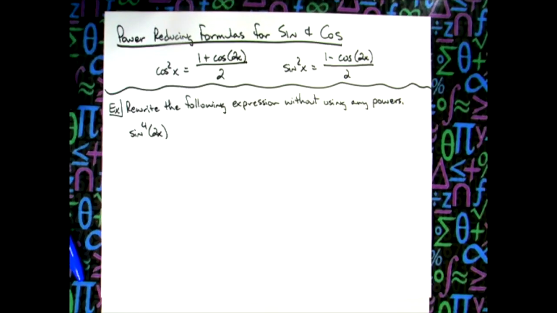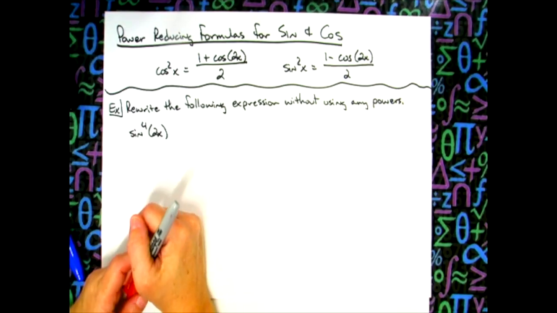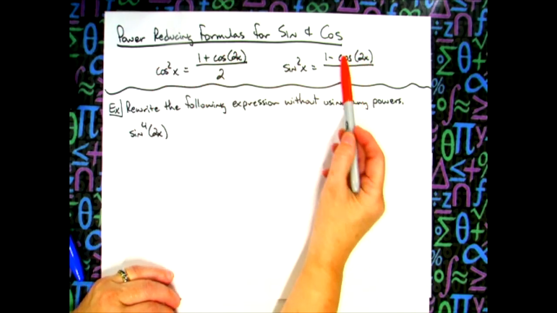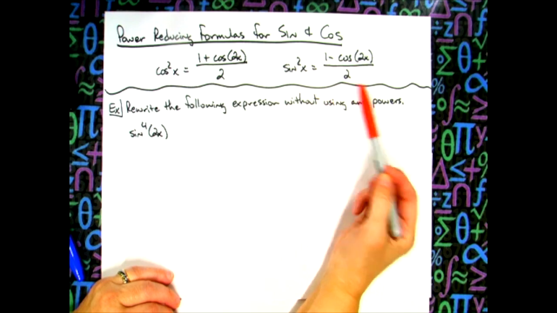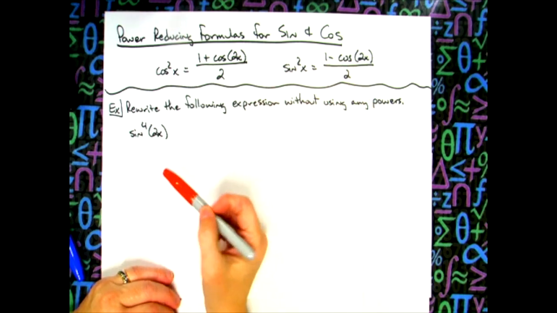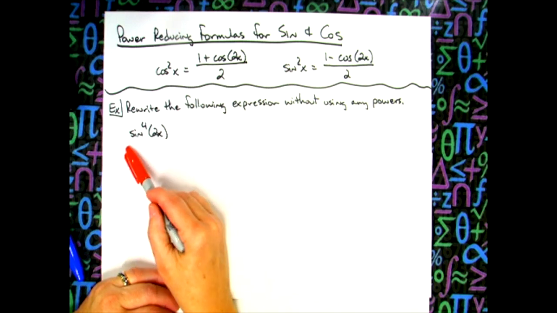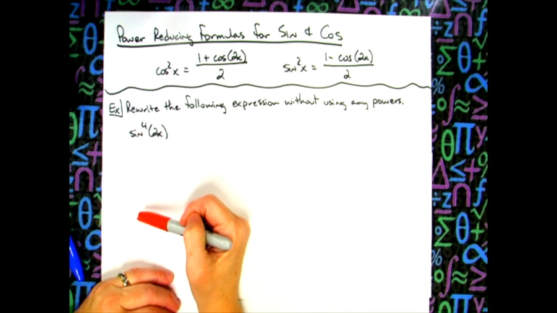In this video, we're going to take a look at some power reducing formulas for sine and cosine. All right, here are the two formulas that are the power reducing formulas that you have to have memorized in order to do this problem. It says to rewrite the following expression without any powers. And we've got a sine to the fourth of this 2x right here.